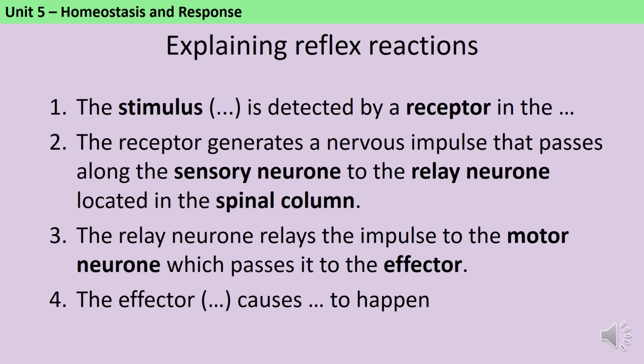The receptor generates an electrical impulse, and this passes along the sensory neuron to the relay neuron, which is in the spinal column. This then passes the electrical impulse onto the motor neuron, and this will pass it to an effector, and the effector will always be a gland or a muscle. In this instance, it's going to be one of the muscles in my arm, which is going to contract to move my hand away from the hot object.